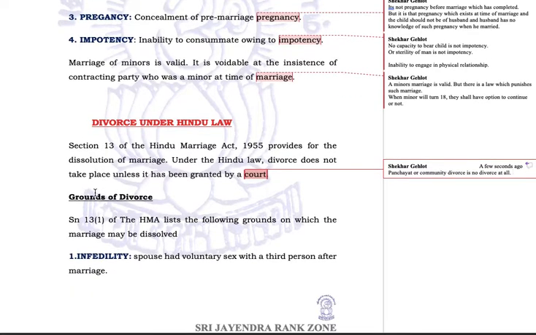Now, what are the grounds for divorce? These are the grounds which Section 31 HMS says. On these grounds, both spouses can take divorce from each other through court. Infidelity: spouse had voluntary sex with a third person after the marriage. Either spouse, man or wife, caught having sex with any other person outside marriage. That is called infidelity. If a spouse is guilty of that act, the other spouse can claim divorce from the spouse.